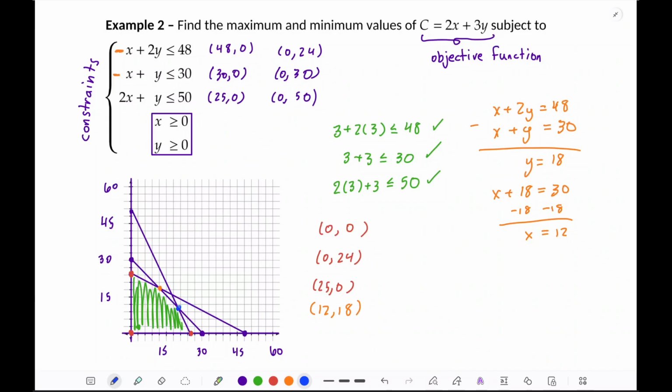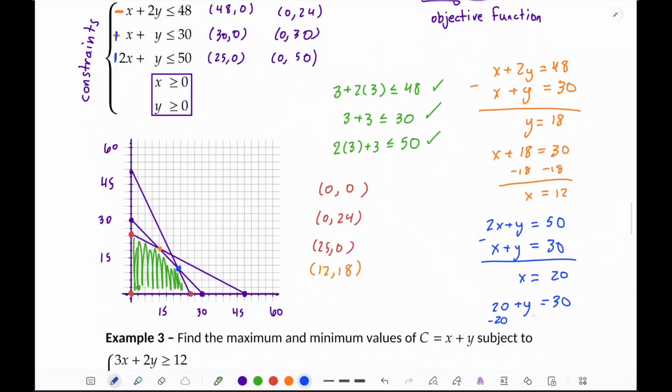And now we have this point right here, which is the second smallest y-intercept and the largest y-intercept. So we have 2x plus y is equal to 50, and x plus y is equal to 30. And again, I need to solve this system of equations. I'm going to subtract them. We get x is equal to 20. Plug into the second equation: 20 plus y is equal to 30. Subtract 20 from both sides. Get y equal to 10. So that blue point is 20, 10.